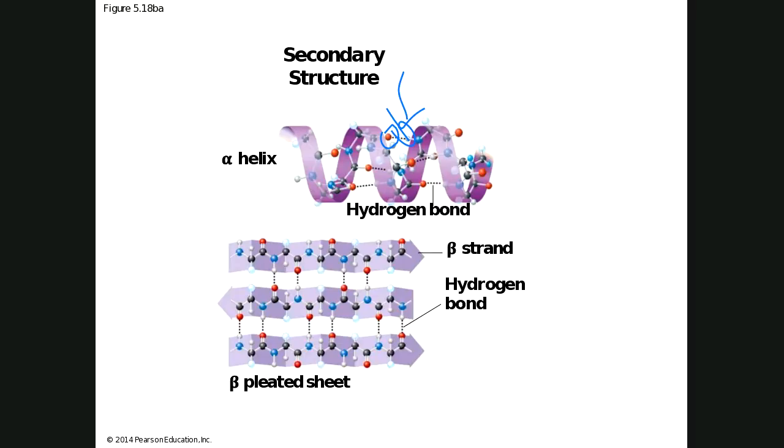The other variant is known as a beta pleated sheet. What's going to happen in a beta pleated sheet is because the amino acids are being where they are, because of those wonderful hydrogen bonds, side-by-side chains of amino acids are going to form a pleated sheet, a pleat, like if you folded something back and forth.